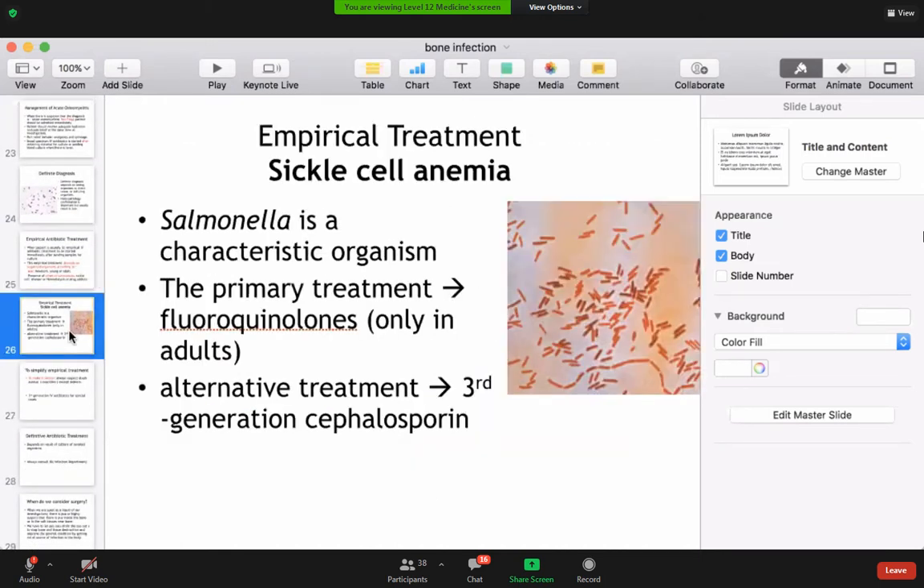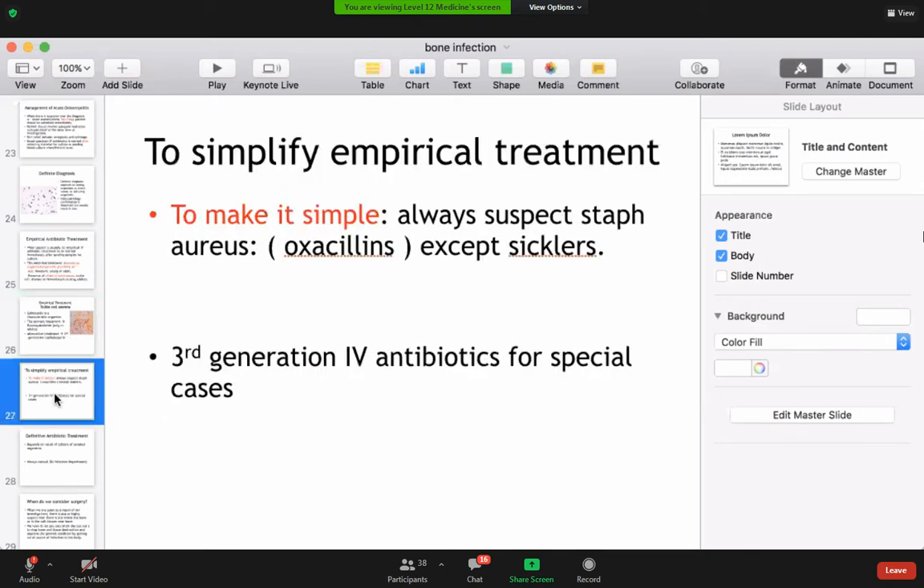In sicklers, Salmonella is a characteristic organism. However, it's not the most common, since the most common is always Staph aureus. You can give fluoroquinolones, and also you can give third generation cephalosporin, especially if you suspect Staph aureus.